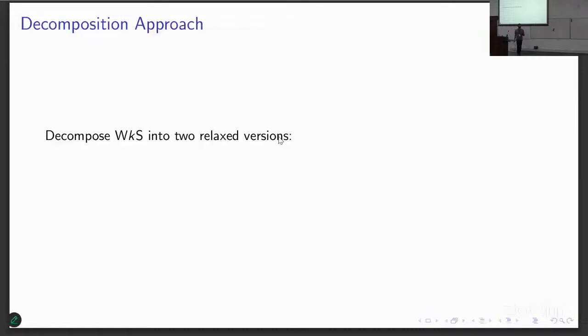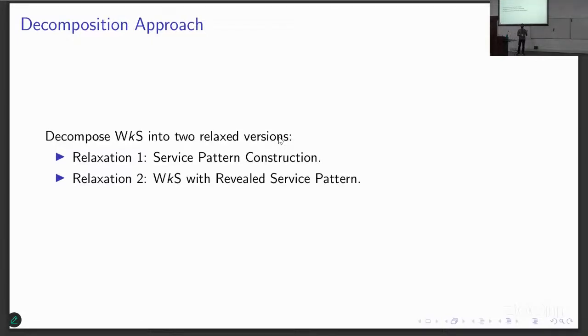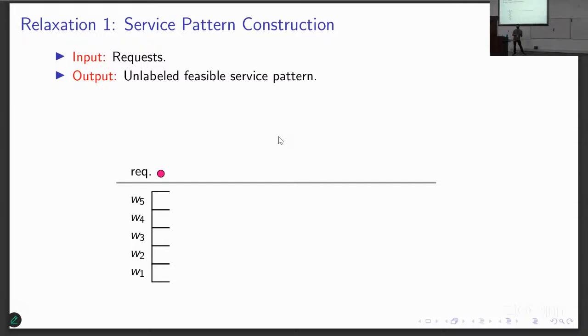Now I will briefly explain what our decomposition approach is. First, we decompose the weighted case server into two relaxed versions. The first relaxed version is called service pattern construction. I will shortly define what this means. The second relaxation is called weighted case server with revealed service pattern. The idea is to solve these two separately and compose them to get a better algorithm. So the first relaxation is the service pattern construction.